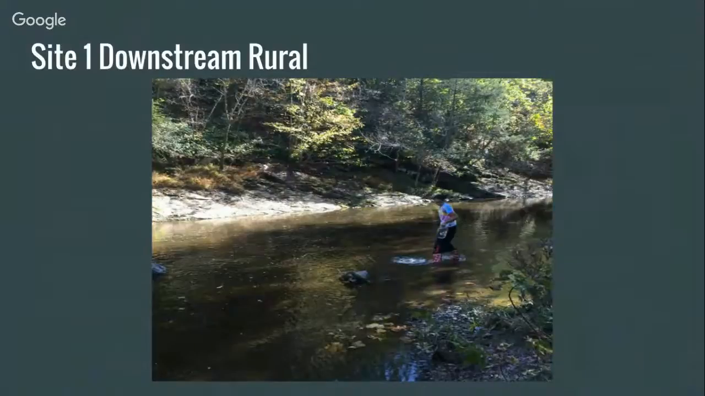This is Site 1, downstream rural. The latitude is 39.7243. The longitude is -77.20873 and has an elevation of 119.9 meters. It was shaded and had a vegetated bank and a limestone bedrock.